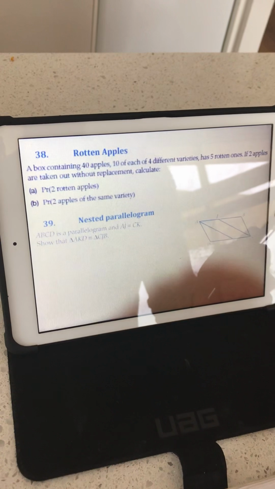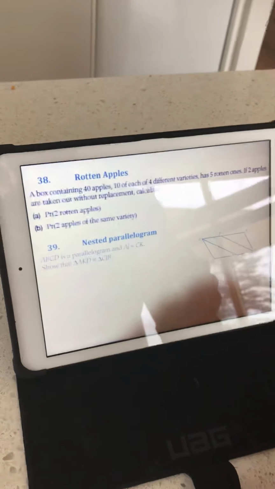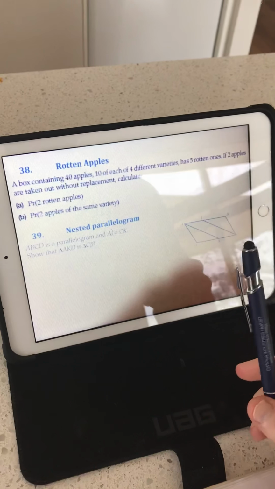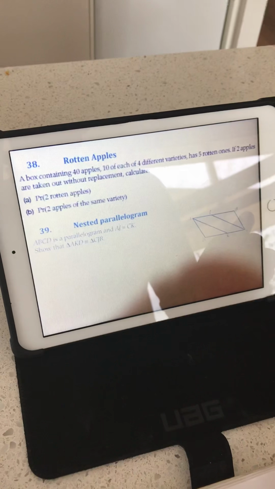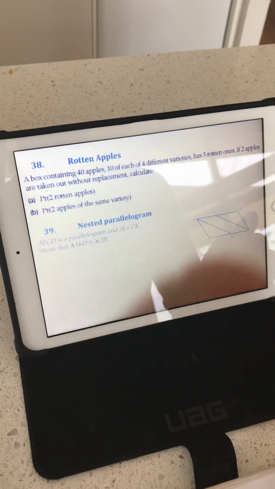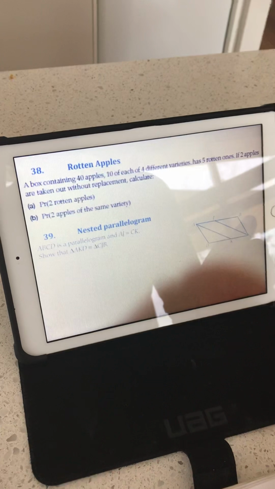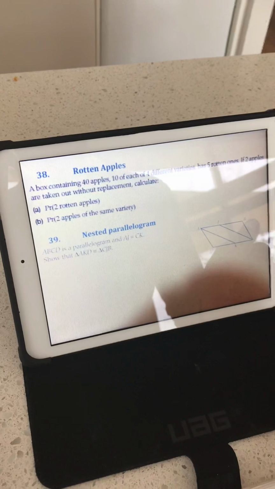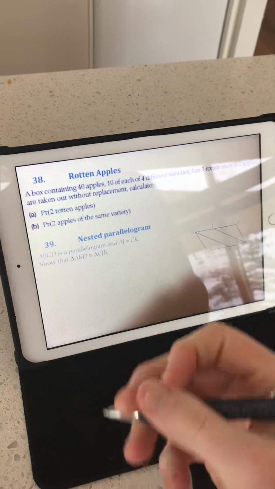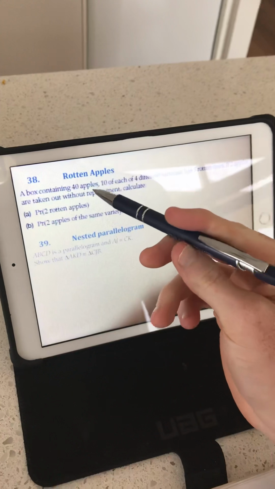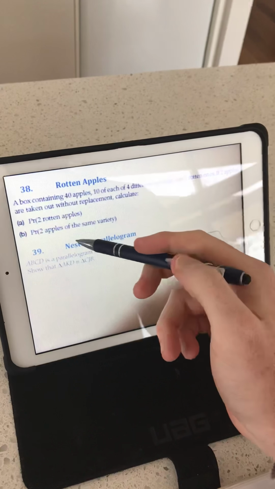So question 38, rotten apples. A box containing 40 apples, 10 of each of 4 different varieties, has 5 rotten ones. If 2 apples are taken out without replacement, calculate A, the probability of 2 rotten apples, B, the probability of 2 apples of the same variety. So we're looking at part A, and if we read up here, we don't have to consider this 10 of each of 4 different varieties till part B.